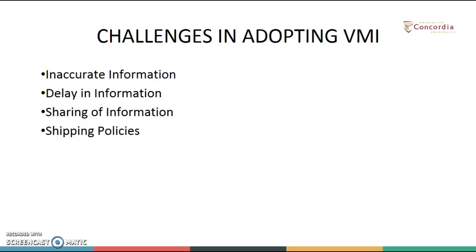Let's go through the challenges in adopting the VMI. There are four main challenges: inaccurate information, delay in information, sharing of information, and shipping policies. Let's go through them one by one. Inaccurate information. The retailers' data contain numerous errors, in spite of the data being extracted by the use of automated systems, like barcode scanners and computerized receiving systems.